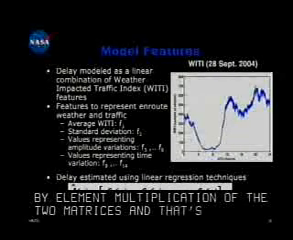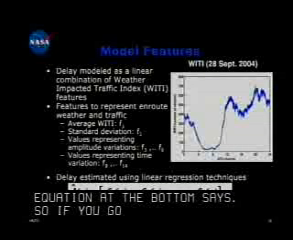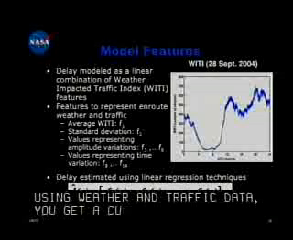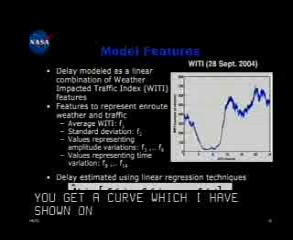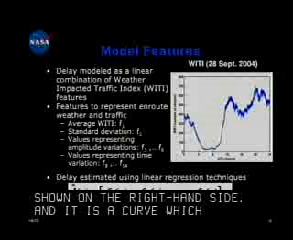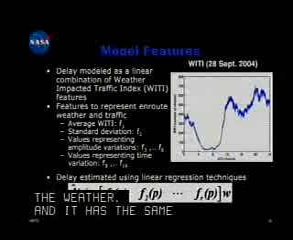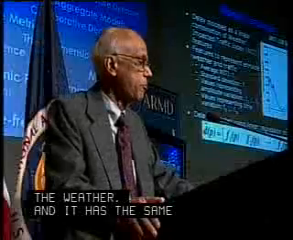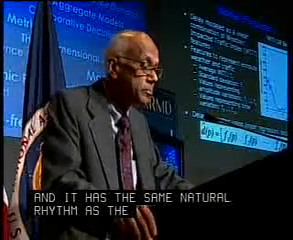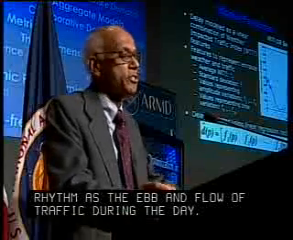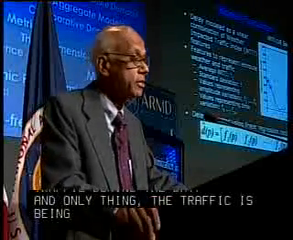So if you compute WITI using weather and traffic data, you get a curve which I have shown on the right-hand side. It is a curve which at any instant of time shows how many aircraft are affected by the weather. And it has the same natural rhythm as the ebb and flow of traffic during the day. The only thing is, the traffic is being modified by the presence or absence of weather in different places.